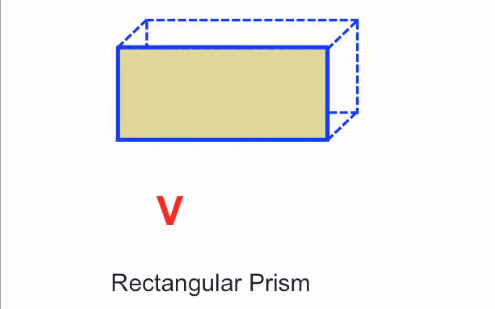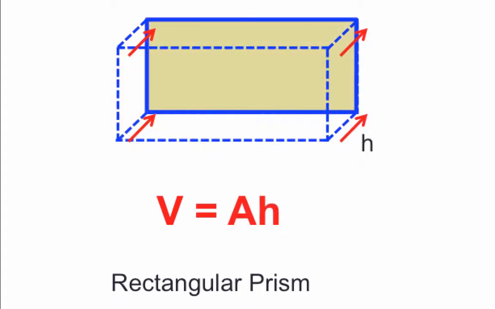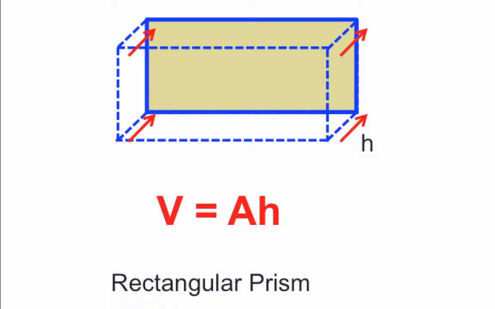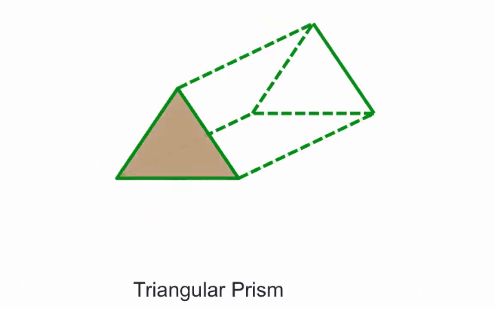If I want to find the volume of this rectangular prism, I will find the area of that rectangle and I'll multiply it by its height. Now in this context, the height is the distance between the front face and the back face. So we'll find the area of that front face and multiply it by all the faces all the way through to the back. Let's take a look at a triangular prism.